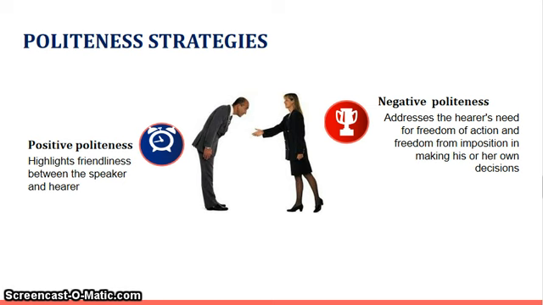The first strategy is the positive politeness strategy that avoids offense by highlighting friendliness, while the second one is the negative politeness strategy that addresses the hearer's need for freedom of action and freedom from imposition in making his or her own decision. They also suggest that whether we consider a strategy as polite or impolite depends on how much attention, or what kind of attention, a speaker pays to their own and their addressee's face wants.